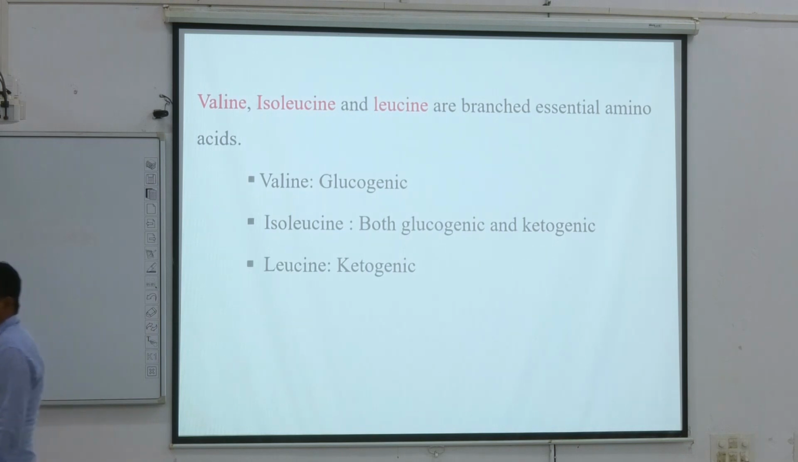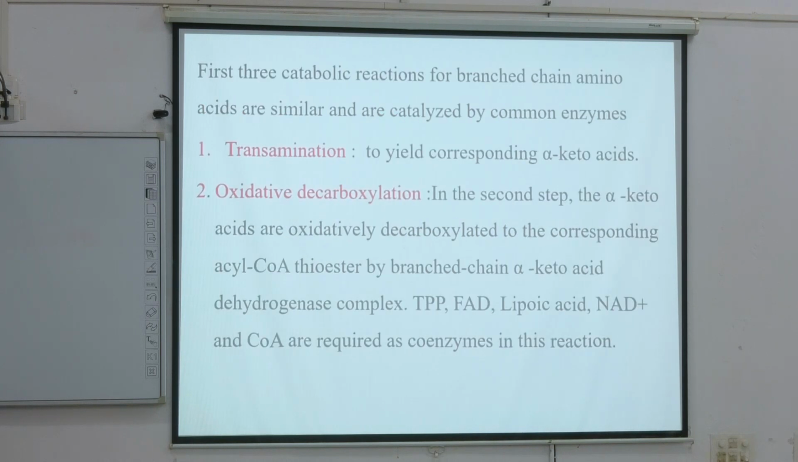And this is also a branch in amino acid metabolism, that is valine, isoleucine and leucine. Okay, valine is glucogenic, isoleucine is both glucogenic and ketogenic, and leucine is only ketogenic. You understand with these terms that it means a precursor for the synthesis of glucose, or a precursor for the synthesis of ketone bodies. Let us see.